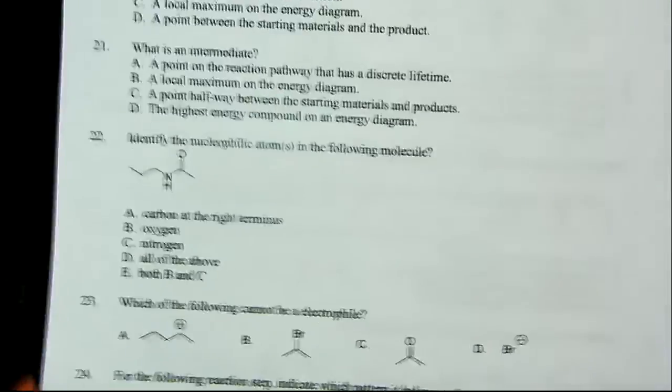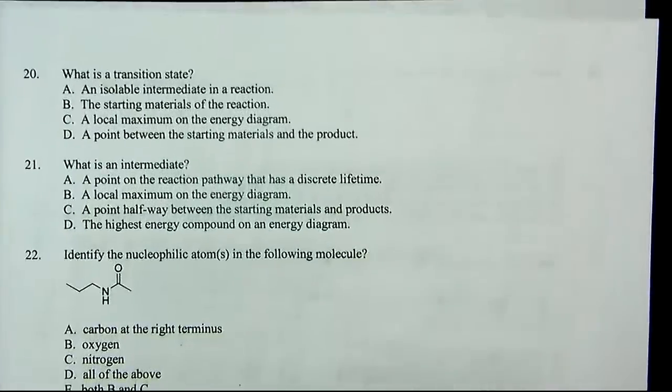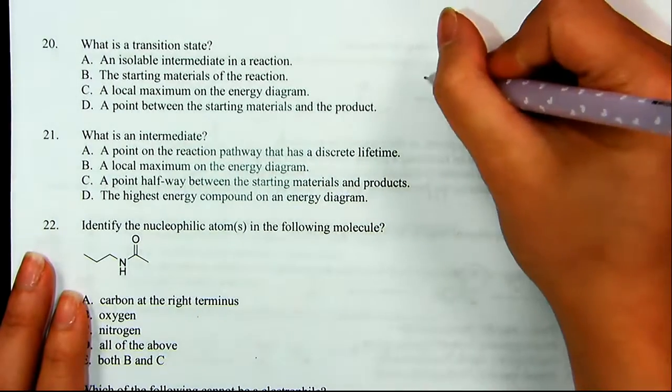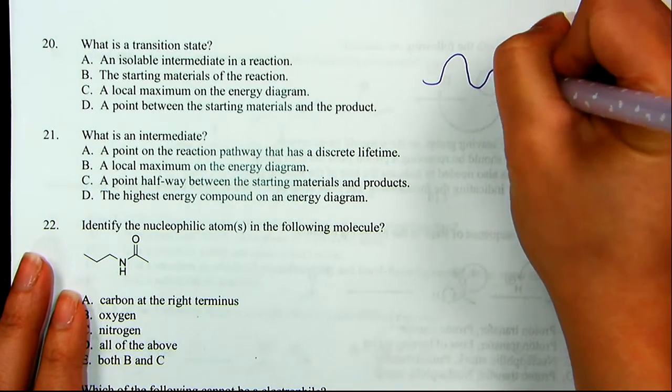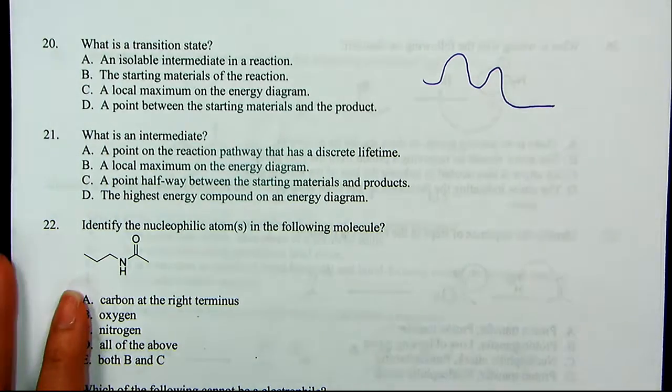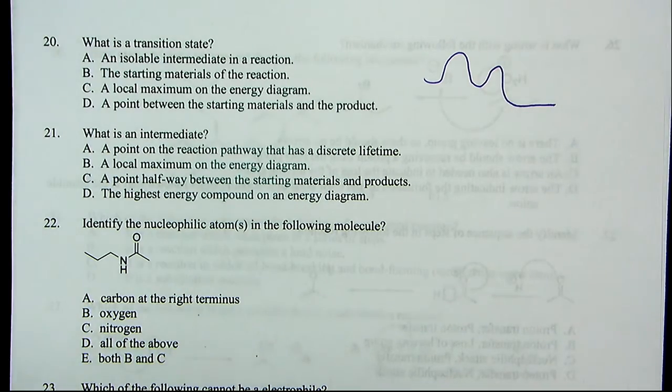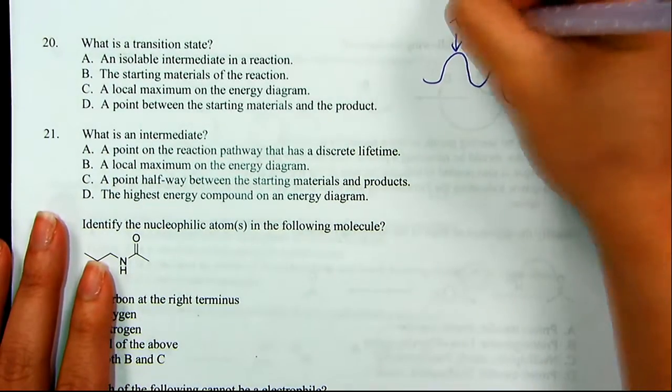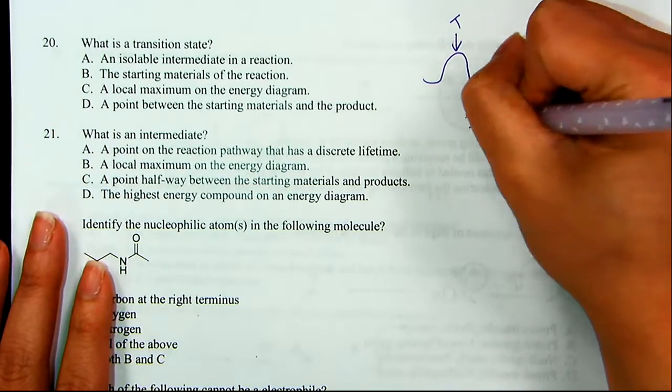What is a transition state? An intermediate state, we'll do both of these since they kind of follow each other. Transition state, intermediate state. Here, I'm trying to draw something like that. So we have a little energy diagram. These peaks are the transition states, and these low points are the intermediate states.